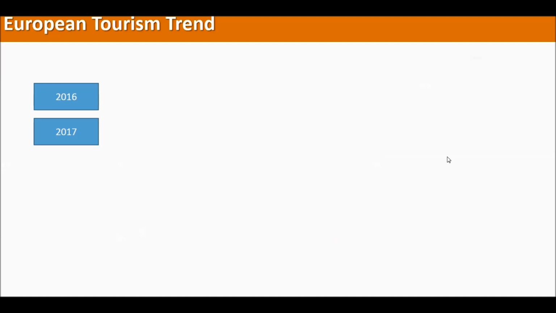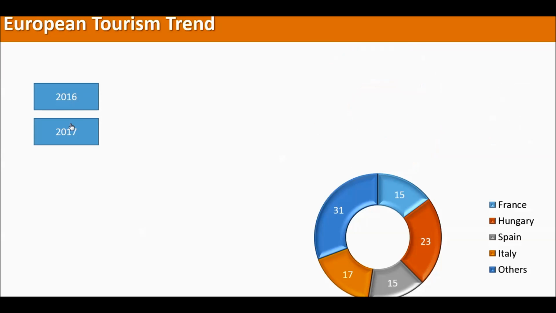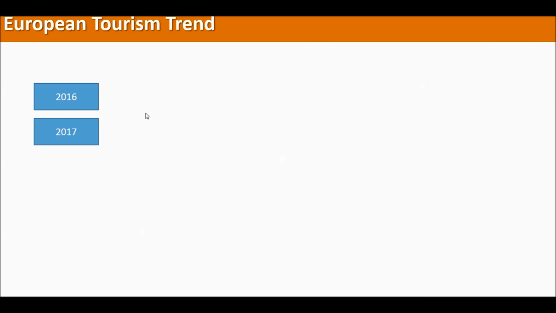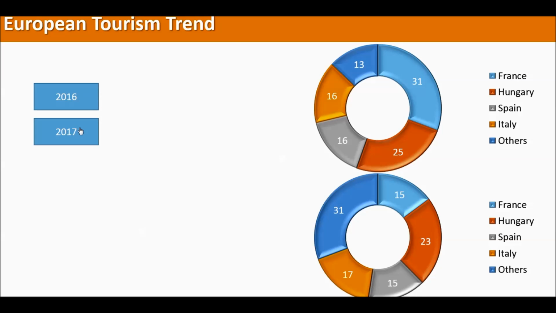So I will show the presentation. You can see here, when I click on 2016, it appears. When I click on 2017, it appears. And when I click back on these two buttons or two boxes or two rectangles or two shapes, it disappears. So this is quite simple, guys. You can use your own creativity to make your graphs more creative by using these buttons.